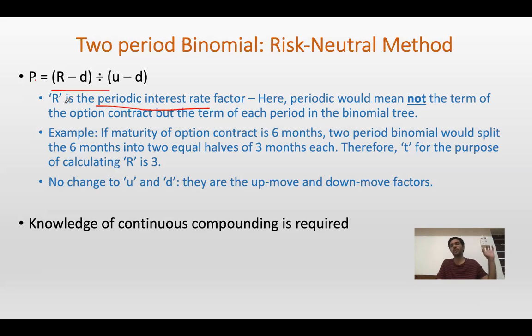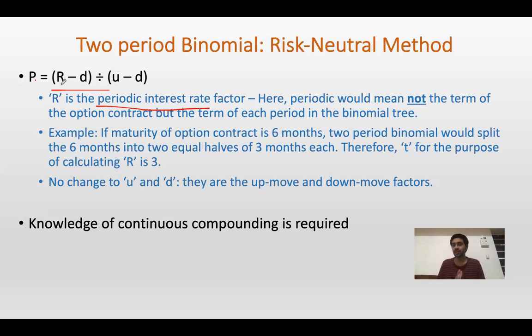So whenever we were calculating the probability under the single period binomial, where we had to use R, we used 1.025. Just to mention it again, it was 5% per annum compounded semi-annually. We divided 5 by 2 because we needed it for a 6-month period. So our risk-free rate was 2.5%, and I needed the interest rate factor, which was nothing but 1.025.